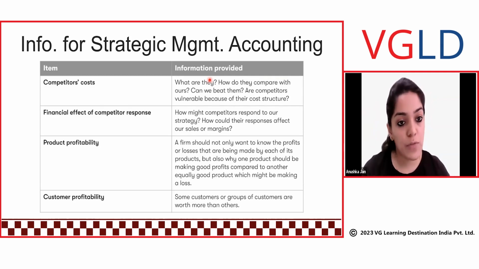Next, information which is provided by strategic management accounting is the financial effect of competitor response. How might competitors respond to our strategy? So I'll tell you something again. Here is an example. Festive dates, I was telling you about the Big Billion Day sale and the Great Indian Festival. Big Billion Day is by Flipkart and the Great Indian Festival is by Amazon. You will see most of the time their dates will be similar.